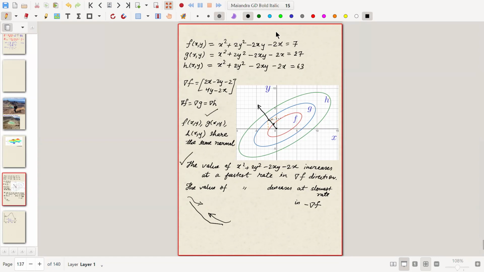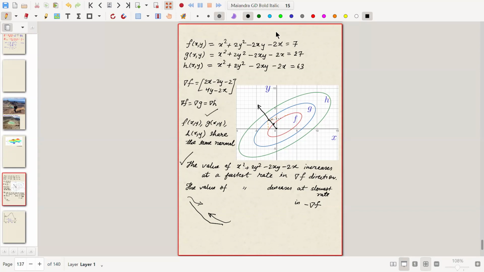So understanding this concept was most important. If you want your function to increase at the fastest rate, you have to go in the grad f direction, that is the gradient direction. If you want your function to decrease at the slowest rate, I have taken a negation of this statement, then it will be minus grad f direction. So these things you have to learn. This is your only way to know about the gradient descent algorithm. All right, so this motivates me.